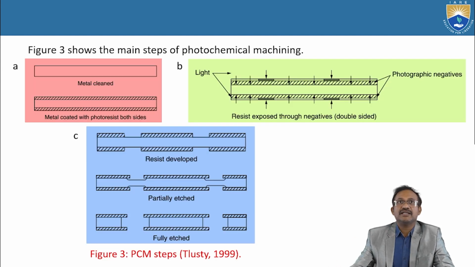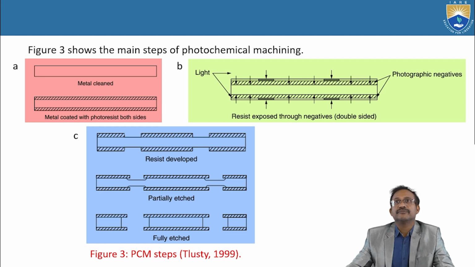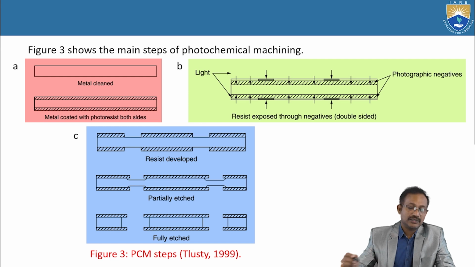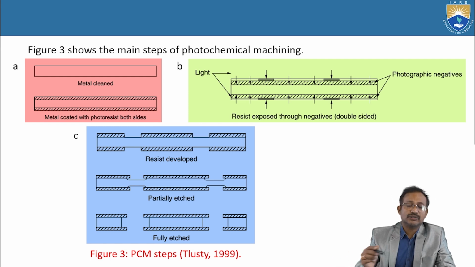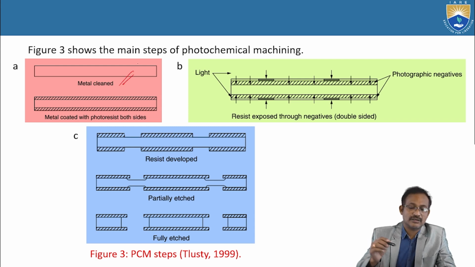Now, figure 3 shows the main steps of photochemical machining. Here we have three steps in PCM. Let us go with the first one, A. The first process is metal clean. We have already discussed that the surface is to be cleaned first. So this one, metal clean.